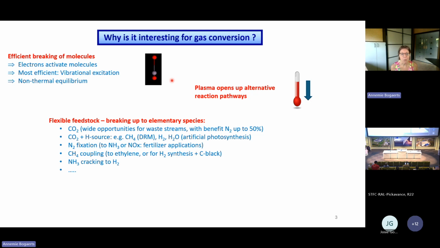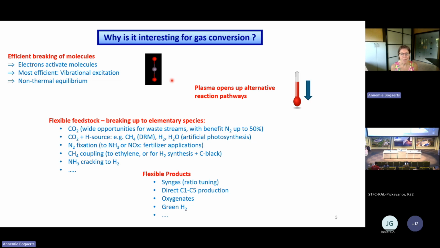But you can also combine CO2 with a hydrogen source, for instance, methane. Then we have dry reforming of methane, or hydrogen. Then we have CO2 hydrogenation, or water. So we can call that artificial photosynthesis. Or nitrogen fixation to ammonia or to NOx for fertilizer applications. Also methane coupling to ethylene, for instance, or ammonia cracking for hydrogen synthesis, and so on. So there are many reactions that can take place and that can be used in plasma. And of course, this also allows flexible products.